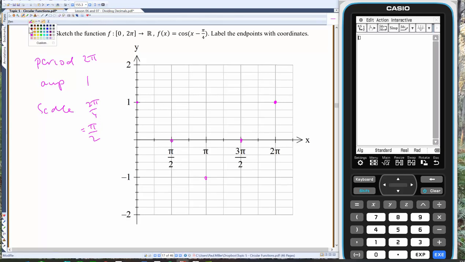Okay, now what I'm going to do is the shift, and it's pi on 4 units to the right. So what I'm going to do is grab each of these points. Here's pi on 2, which is 2 pi on 4. This point here is going to be pi on 4. So that point there is going to move to there. That point there is moving to there. That's going to move to there. That one moves to there. And this one moves here.